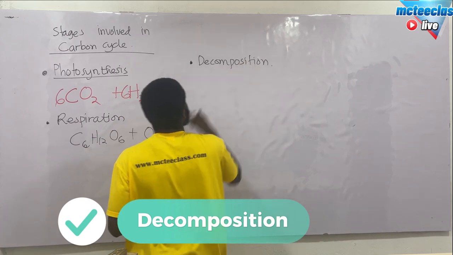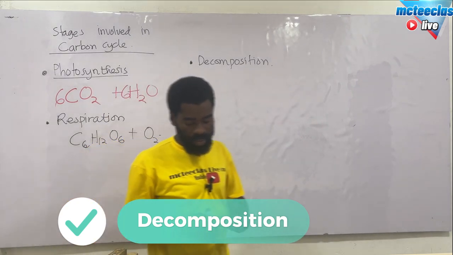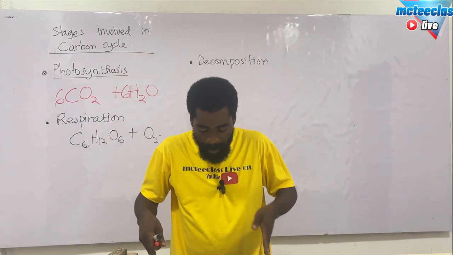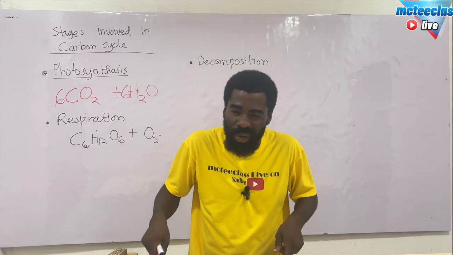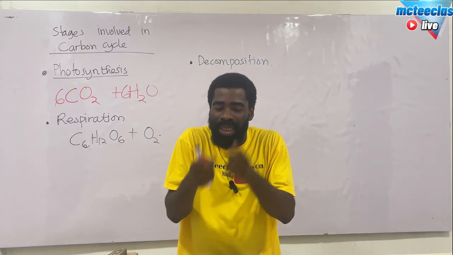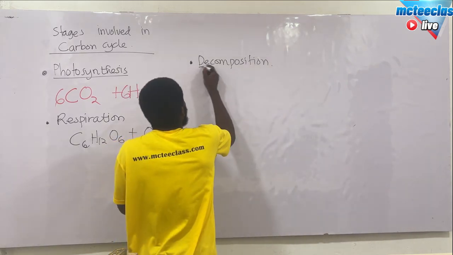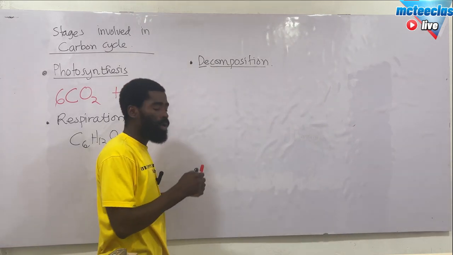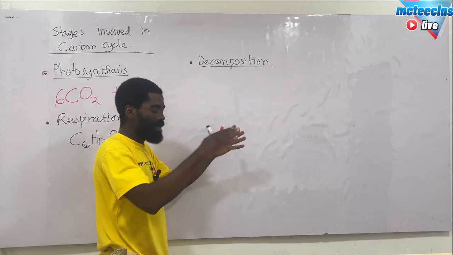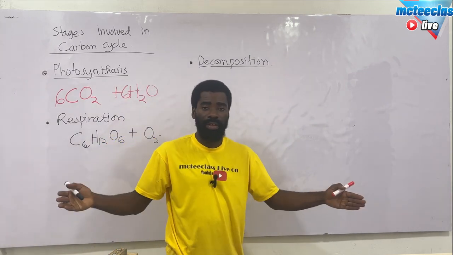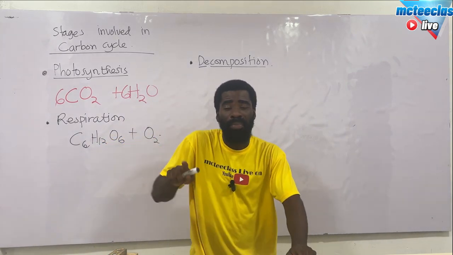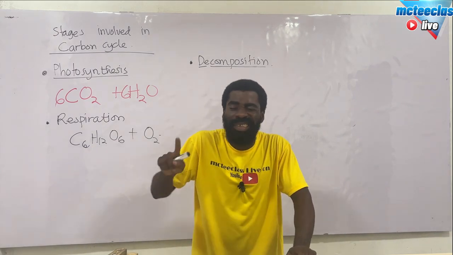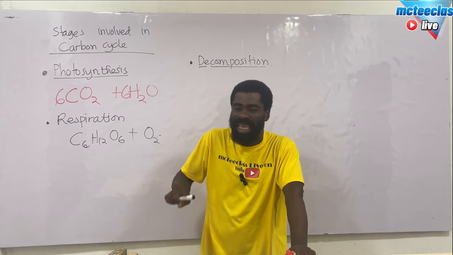Decomposition. Now let's read from here. It is the breakdown of dead matter by microorganisms in the soil. Decompose. Listen to the term. To decompose: composition means the things that make up an object, or something composed of these. De- means to break the components. So decomposition means that we are breaking down the components of organic matter, and that is done by microorganisms.